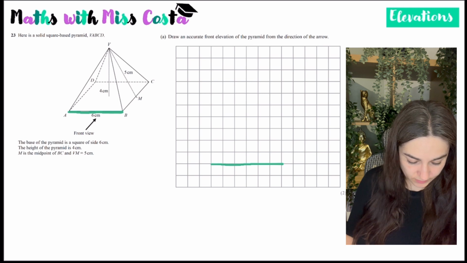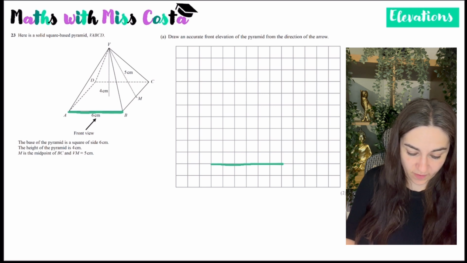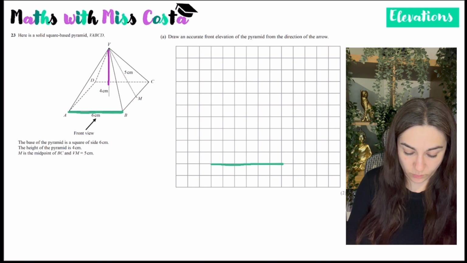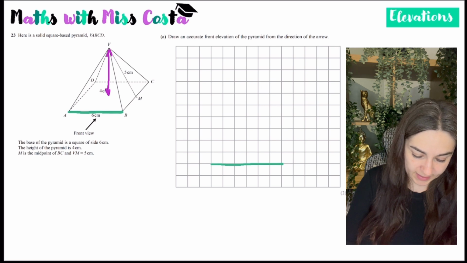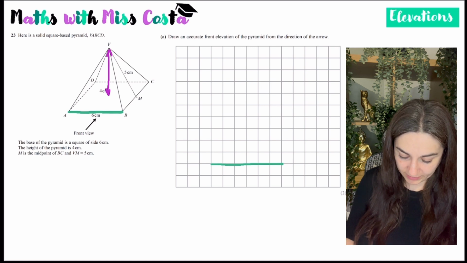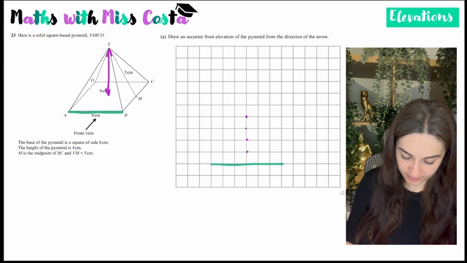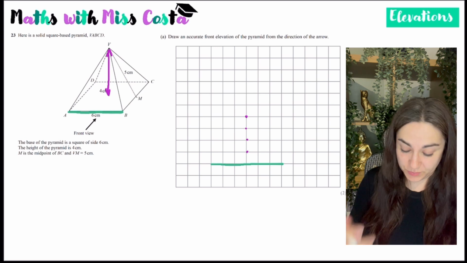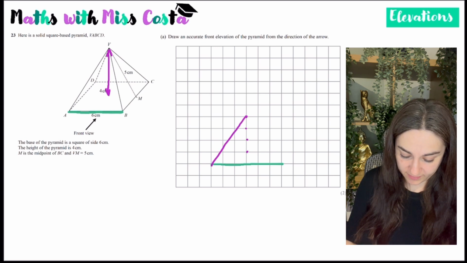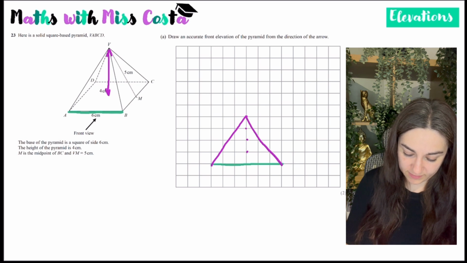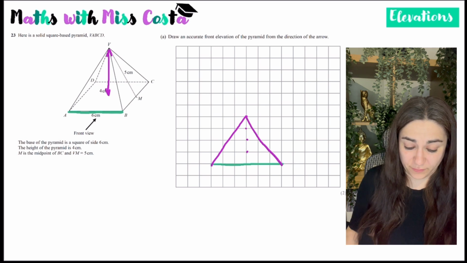And we know that the height of the pyramid is 4. The vertical height is 4. So if I go to the halfway point, I can go to 1, 2, 3, 4. And then I'm just going to need to join my triangle together. So you use a ruler. And that's how you do the front elevation.